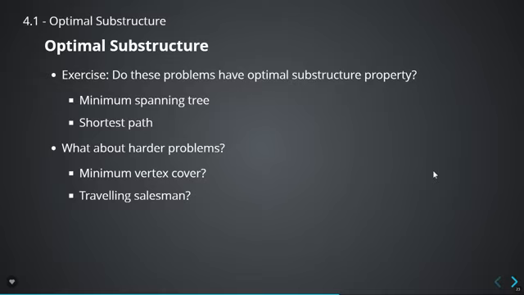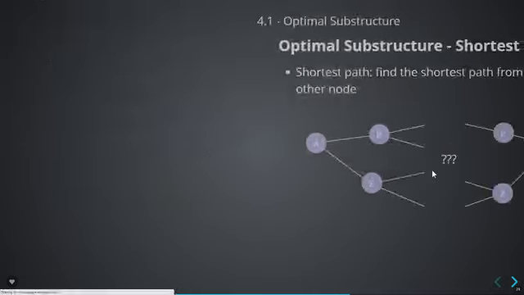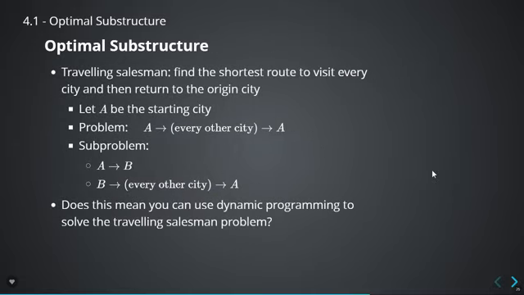Traveling salesman, I think, is easier to see because it'll be similar to shortest path. With traveling salesman, you've got to find the shortest route to visit every city, and then you go back to the original city. So let's start with A again. I've got to go from A to every other city, then I've got to go back to A. So one subproblem is that I can go from A to B and from B to every other city and go back to A. So your subproblem is B goes to every other city and goes back to A. But that's not the only one. You have other ones, like if A can go to C, then you can go from C to every other city and go back to A.